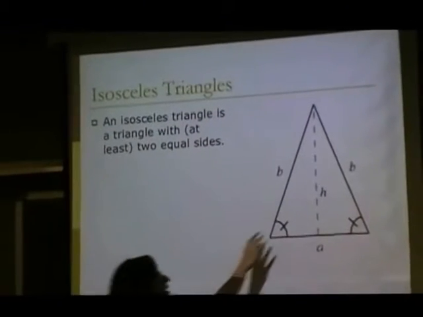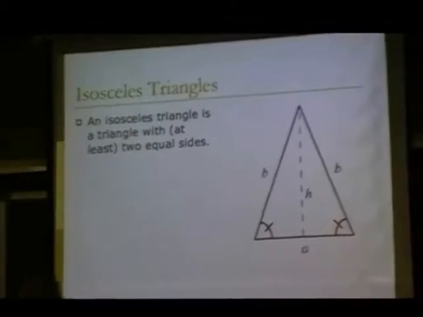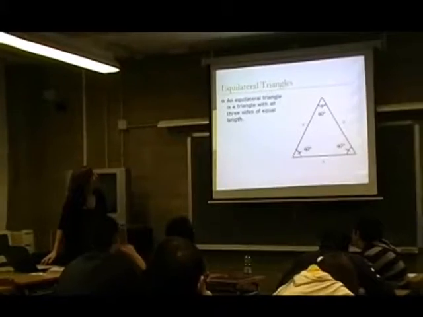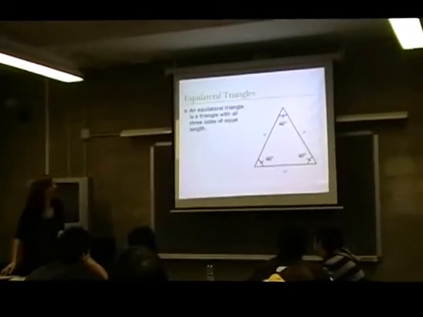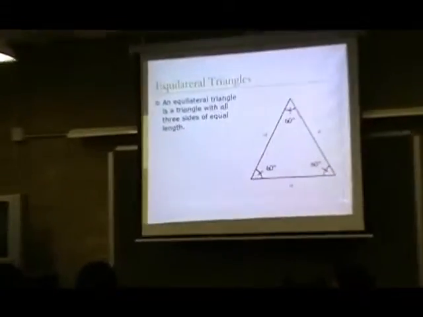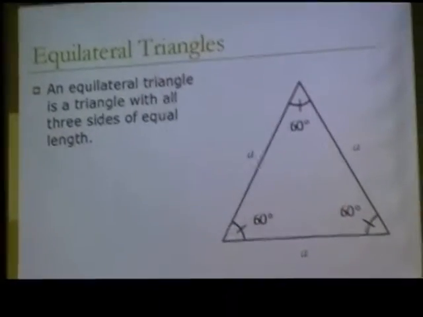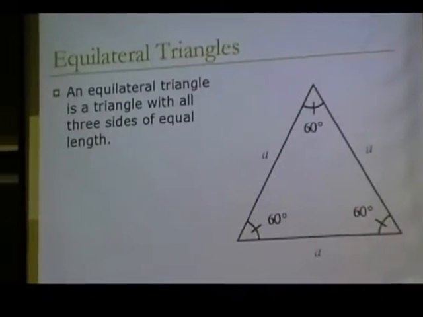At least? What's the meaning of at least? At least 2 sides equal. Okay? Good. And then, equilateral triangle. Seba, can you read this? An equilateral triangle is a triangle with 3 sides of equal length.